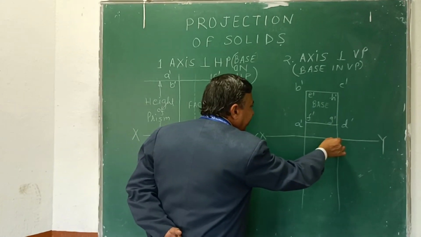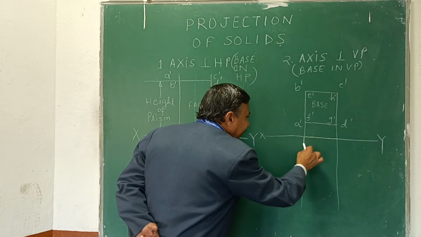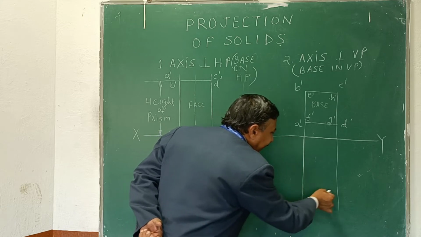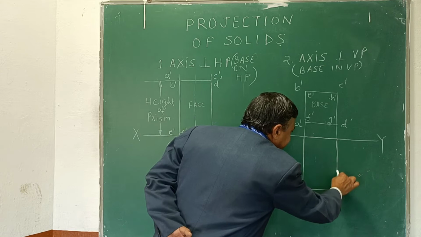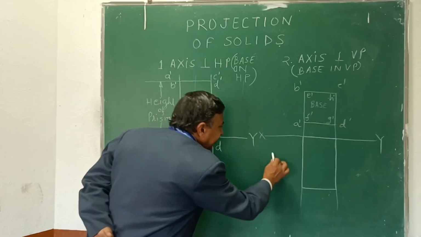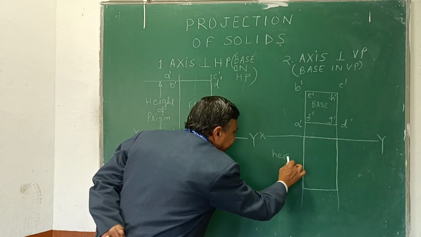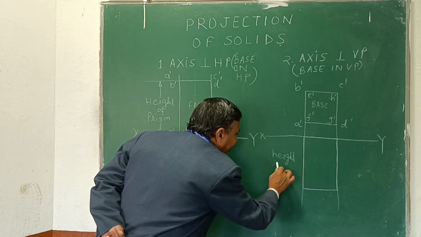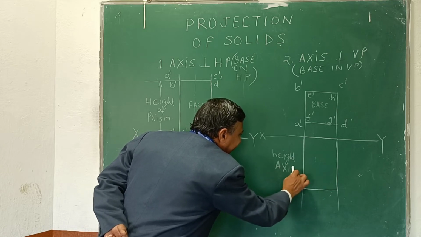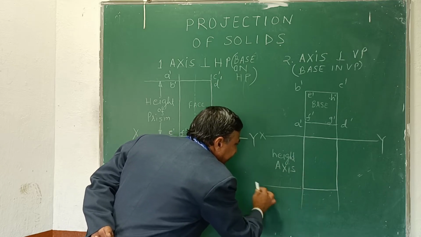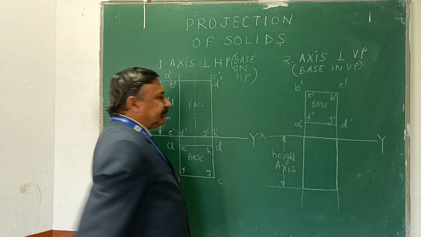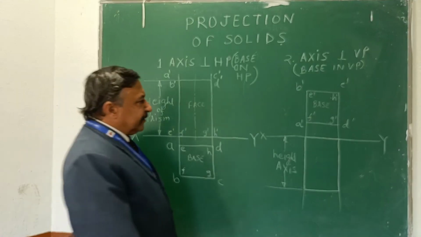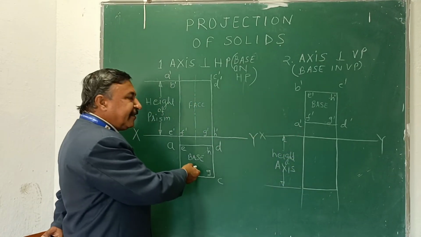So we start from here. This is the height of the axis, either height of the axis or height of the prism. This is height or length of axis, anything. So just like this, you know the process.